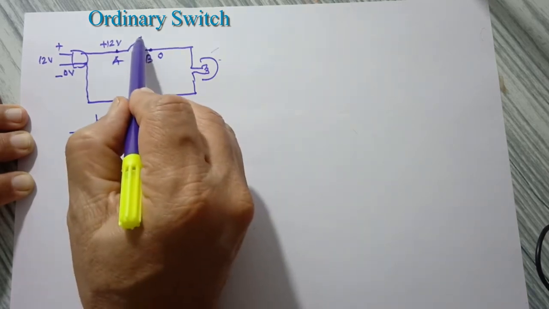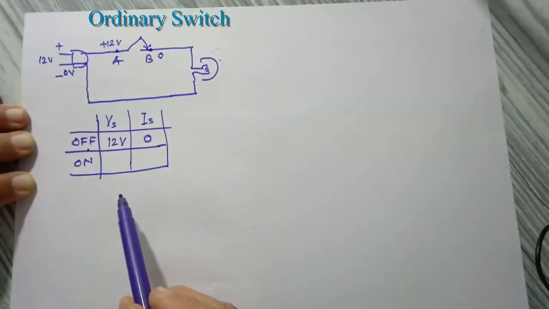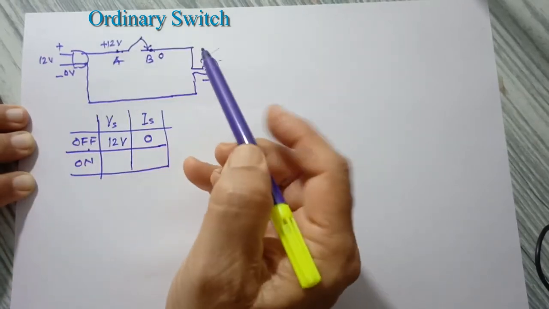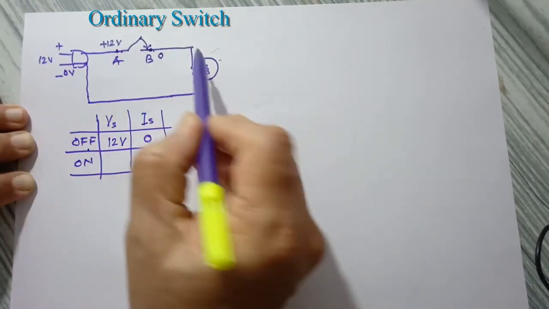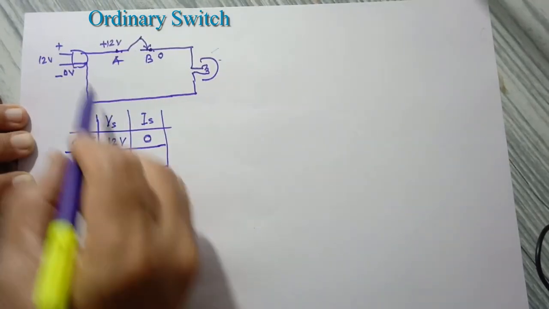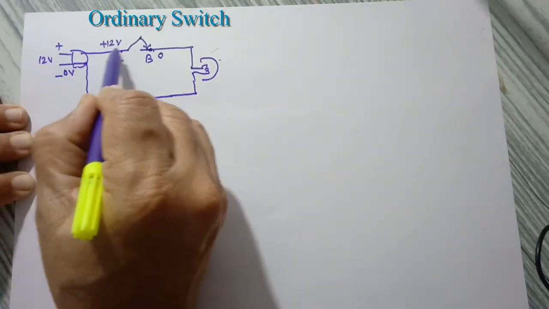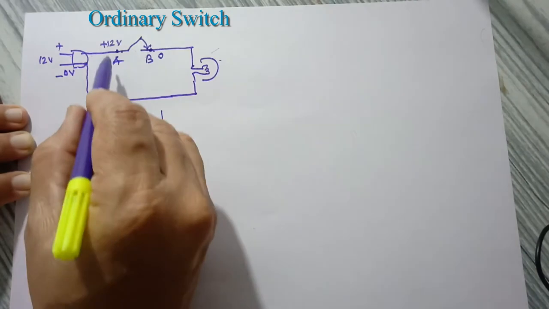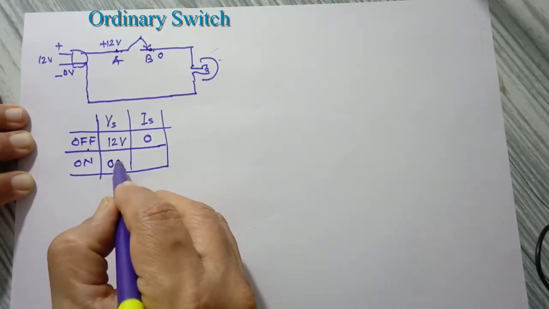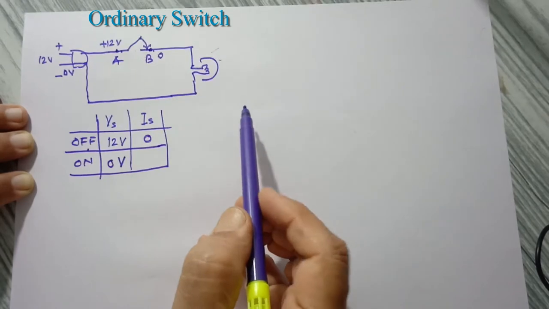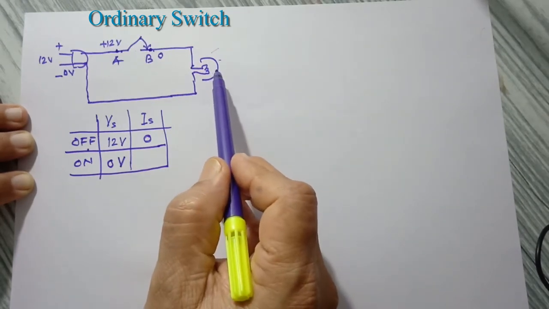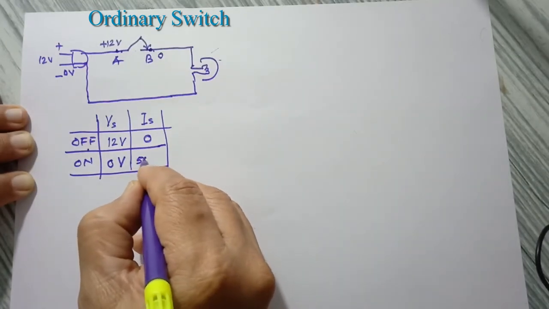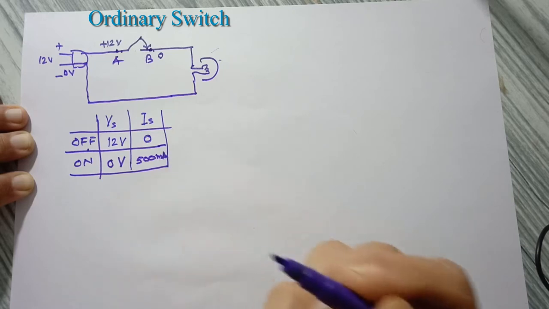Now if I turn on this switch, see what happens. This pole gets shorted with this, and this is the best conductor, so no voltage develops across the switch. So when the switch is closed, this positive line reaches here, this negative line reaches here, and therefore no voltage develops across the switch. And what about the current? That will be decided by the load resistance. So it will be 12 volt upon the load resistance. For example, there is a current of 500 milliampere.